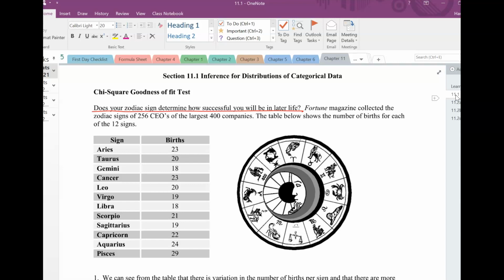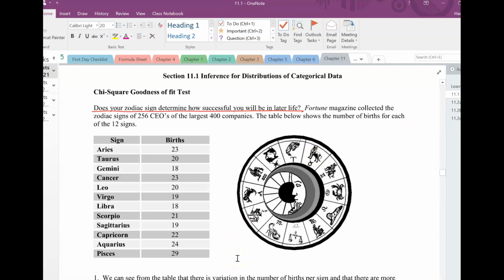So the example there is about zodiac sign and success. Does your zodiac sign determine how successful you will be later in life? Fortune magazine collected the zodiac signs of 256 CEOs of the largest 400 companies. The table shows the number of births for each of the 12 signs. You can find yourself in there.